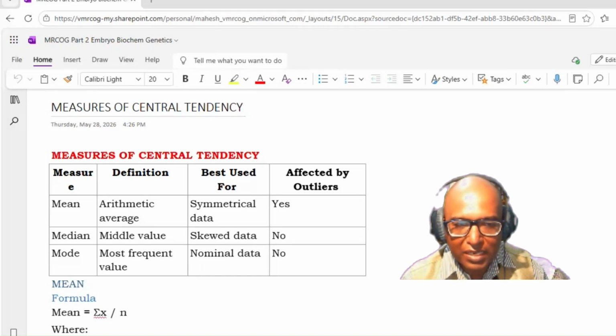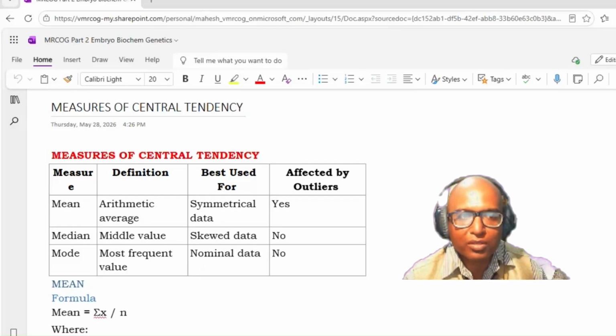So today we continue with the biostatistics module, and today's topic for the discussion is measures of central tendency. This topic is very important from the examination point of view because this topic is always tested in the examination. You will be asked questions about mean, median, mode. Okay, so expect SBS on this particular topic.